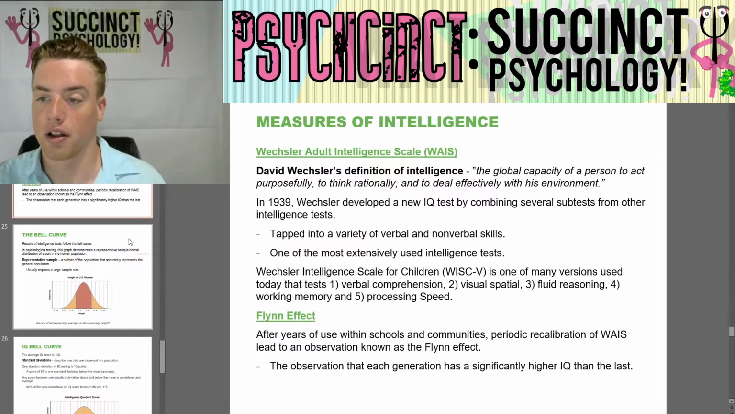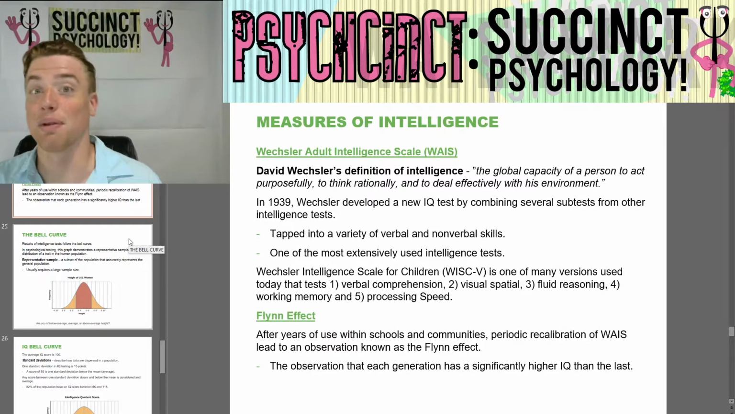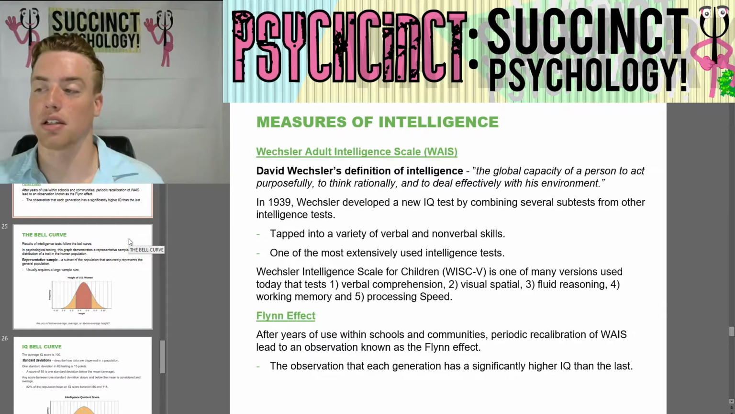So continuing on, the Wechsler, I might be saying that wrong, let me know if I am. Adult Intelligence Scale, or the WAIS. David Wechsler's definition of intelligence is the global capacity of the person to act purposely, to think rationally, and to deal effectively with his environment. In 1939, Wechsler developed a new IQ test by combining several subtests from other intelligence tests. It tapped into a variety of verbal and nonverbal skills and is one of the most extensively used intelligence tests.